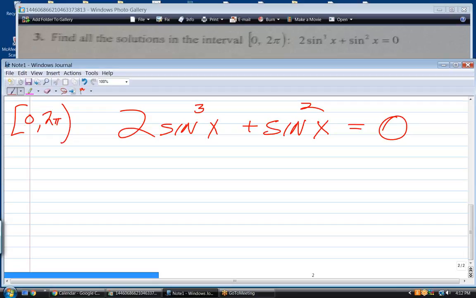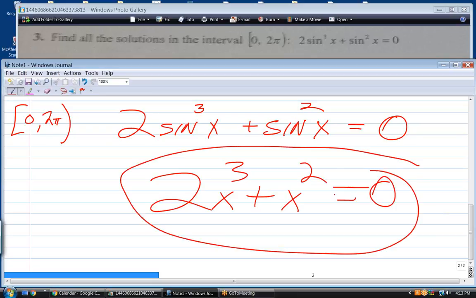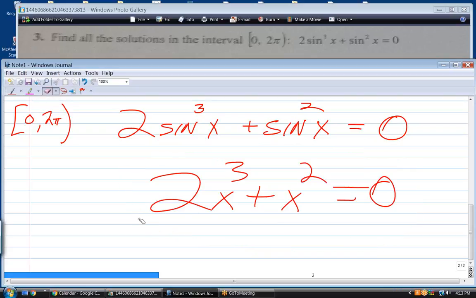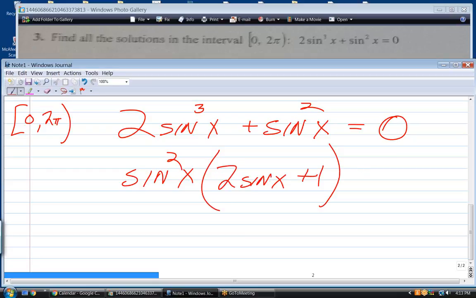Right. The way to do these trig functions is to treat them kind of like algebraic expressions. If I told you that 2x cubed plus x squared was equal to 0, whatever method you're going to use to solve that, use it to solve our trig function. All right. It's the first thing we're going to do. Couldn't you factor out a sine squared, sine x squared? What's left? 2 sine plus 1.